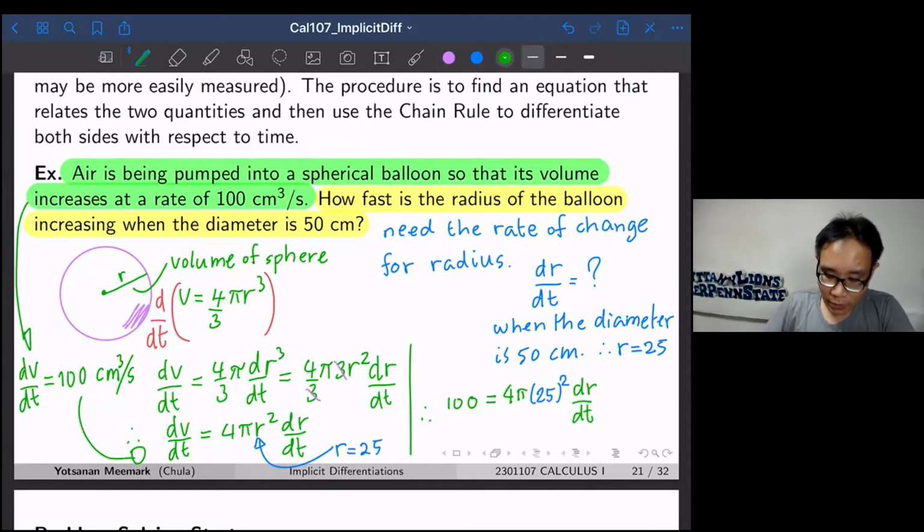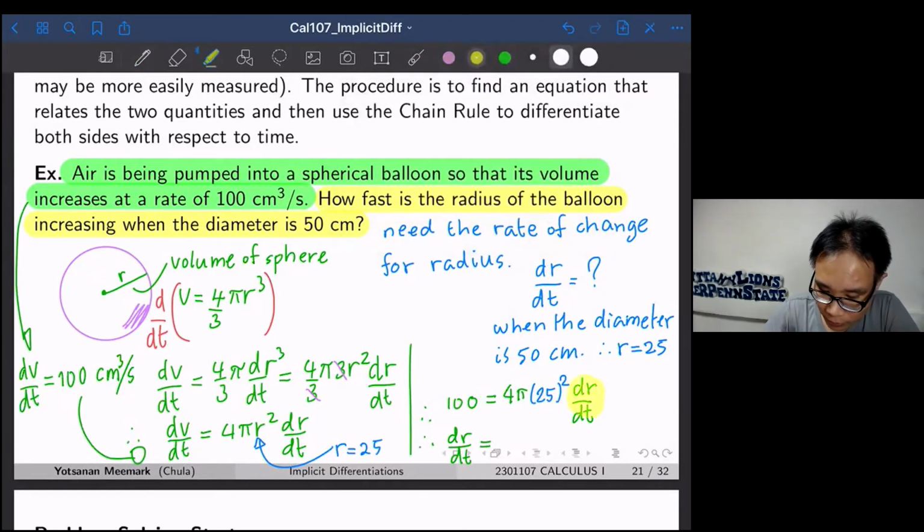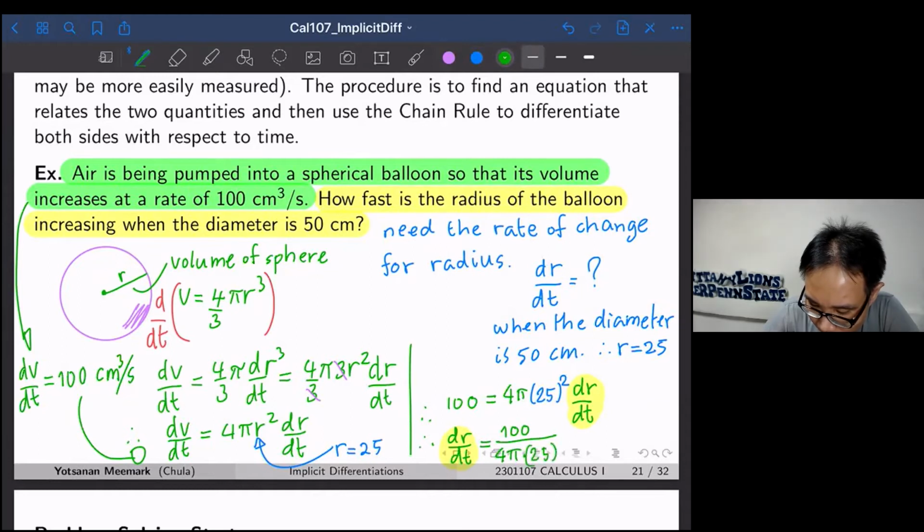So you solve for dr/dt. This is the quantity that the question asks you to solve. You have dr/dt equal to 100 over 4 pi times 25 squared.